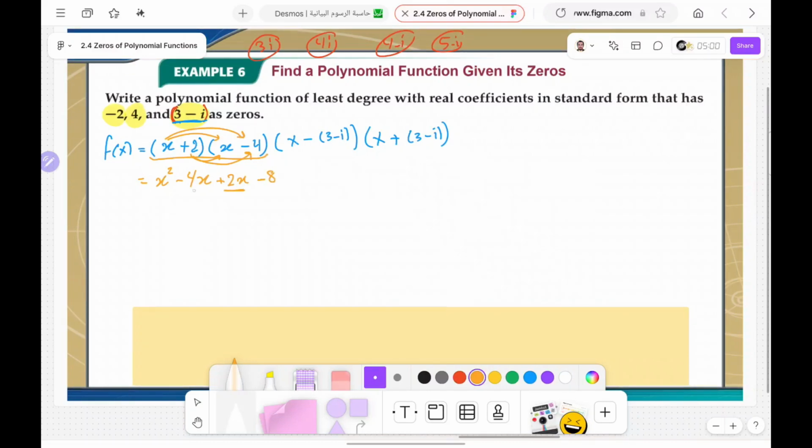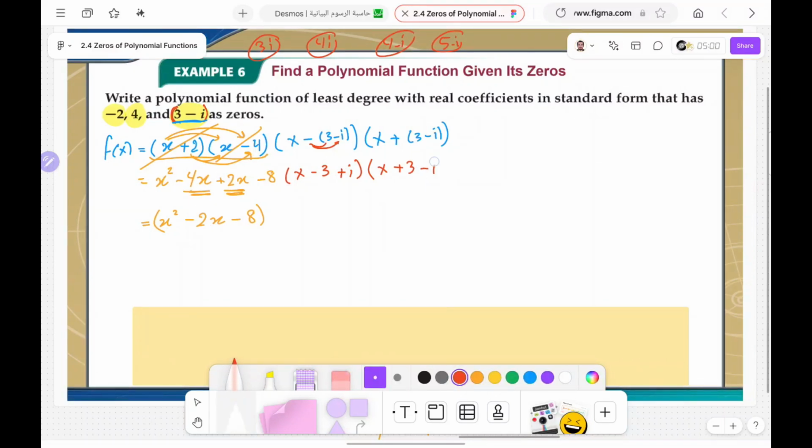Now let's add the like terms. These two here are like terms. So x squared minus 2x minus 8. Done, I finished these two brackets. Now let's go to these two brackets here. To simplify this one, we first need to distribute the negative in the bracket. The same thing here: here it is positive, so you don't have to distribute anything. So the first bracket will be x minus 3 plus i, and the second bracket should be x plus 3 minus i.